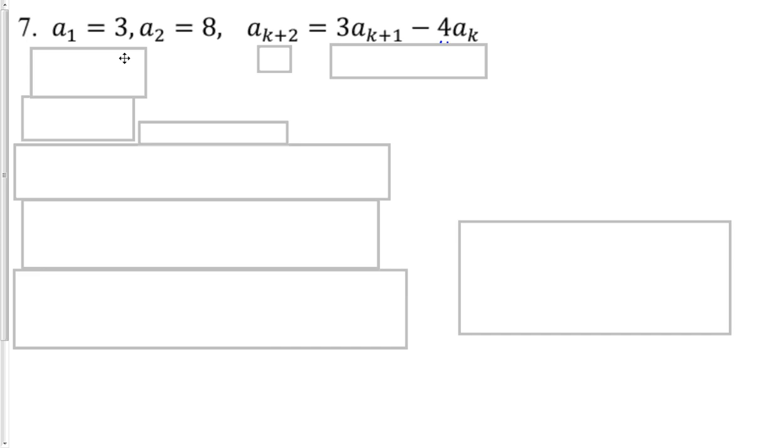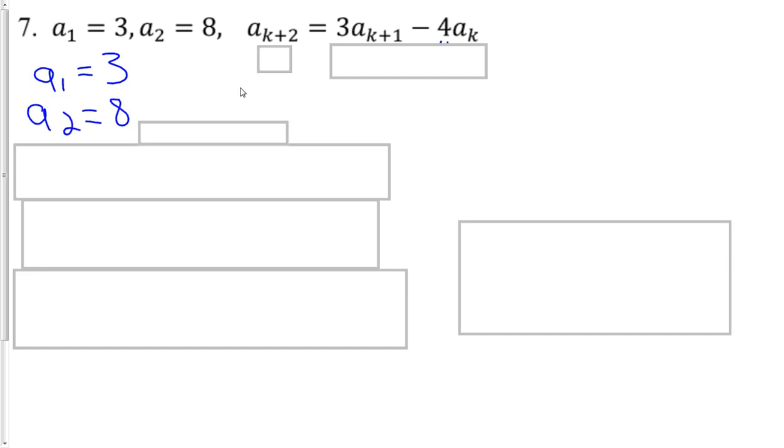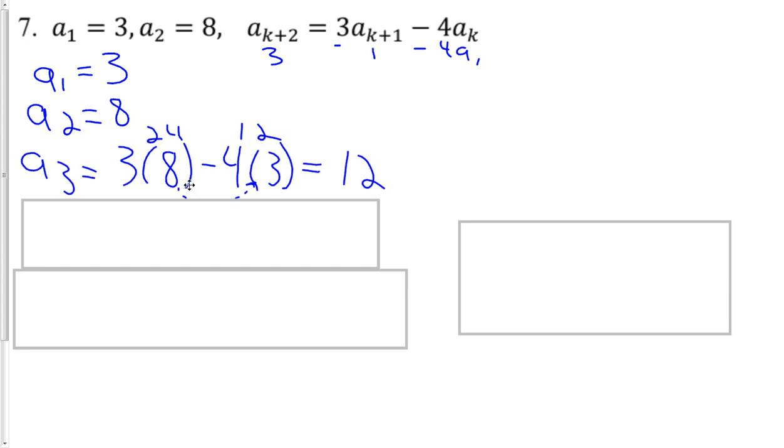Okay, so first term 3, second term 8, and we're doing 3 times, right, showing you for the third term, we're doing 3 times this term here, the 8, minus 4 times a sub 1. My a sub 2 got deleted, sorry. So 3 times 8 minus 4 times 3. That's where the 8 came from, that's where the 3 came from.